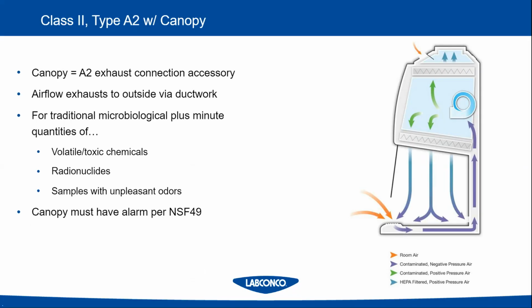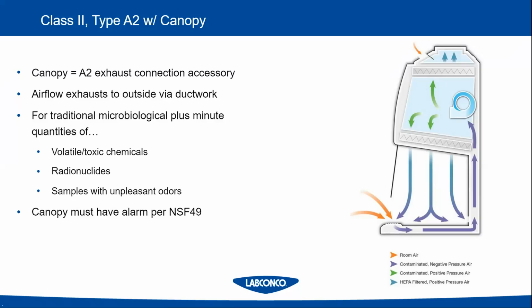This can be addressed, though, by adding a canopy. So a canopy is a way to connect a type A2 biosafety cabinet to a building exhaust system. This way, all of the exhausted air, instead of going back to the lab, goes outside of the building.